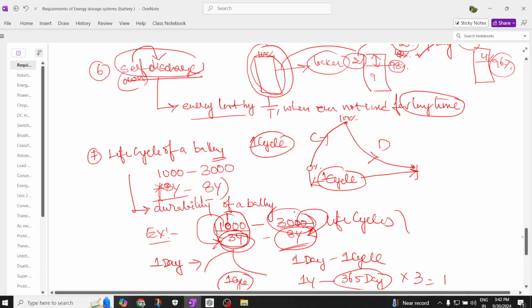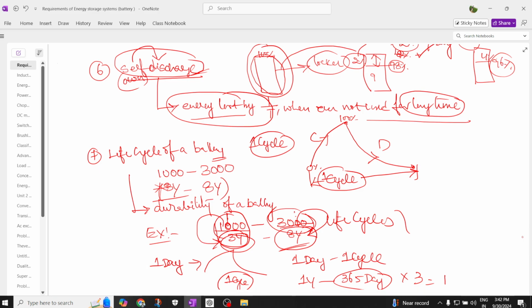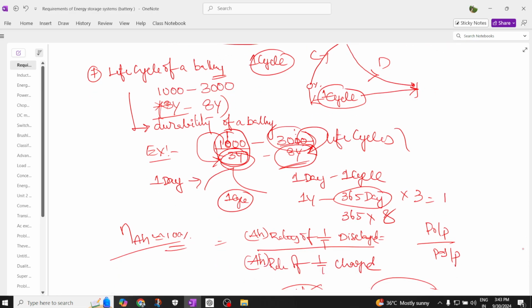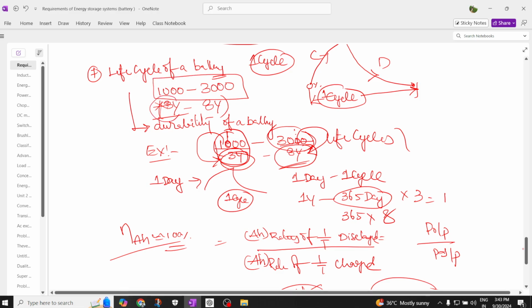Next, self discharge. What is meant by self discharge? Self discharge is nothing but the energy lost by the battery whenever it is not used for a longer time. If you keep the battery for a longer time without using it, then it undergoes self discharge. The self discharge may be recorded as a percentage of self discharge per day, due to its chemical properties.